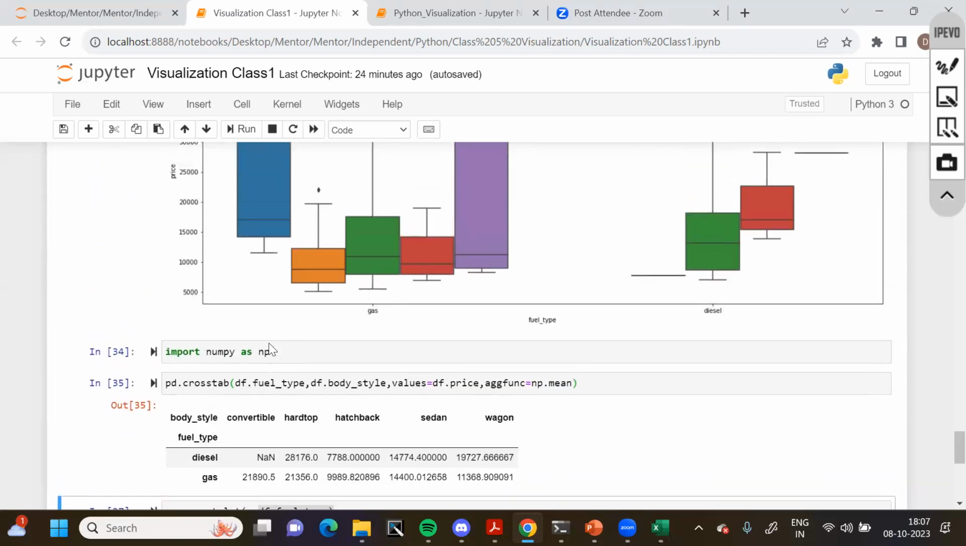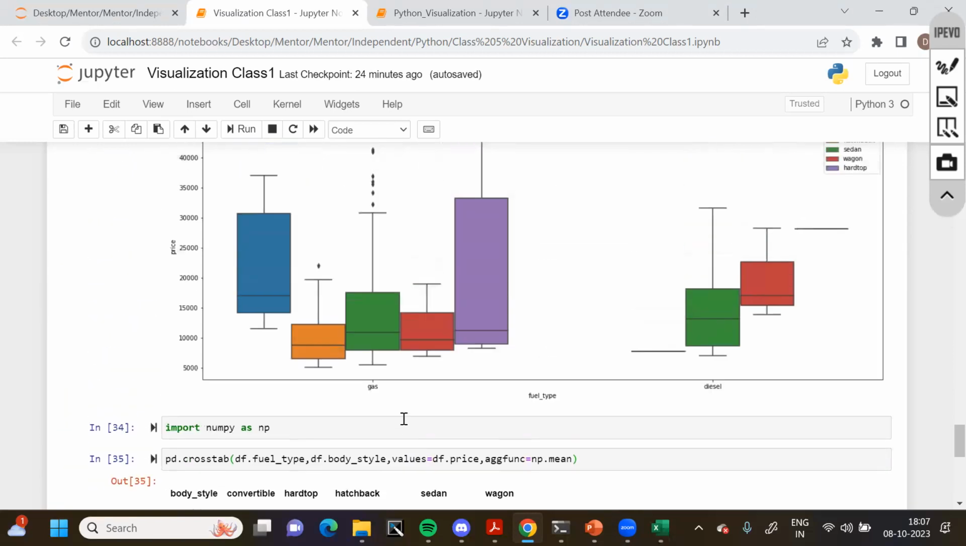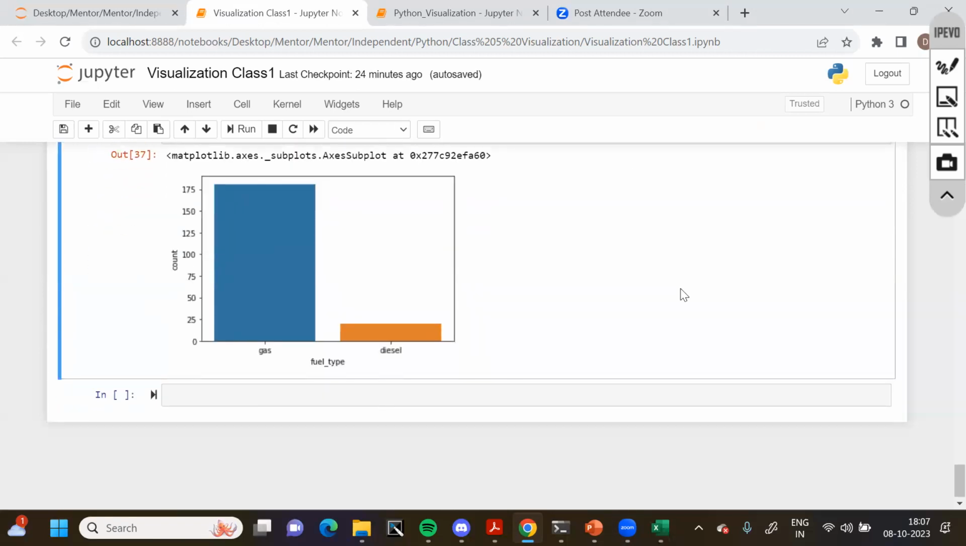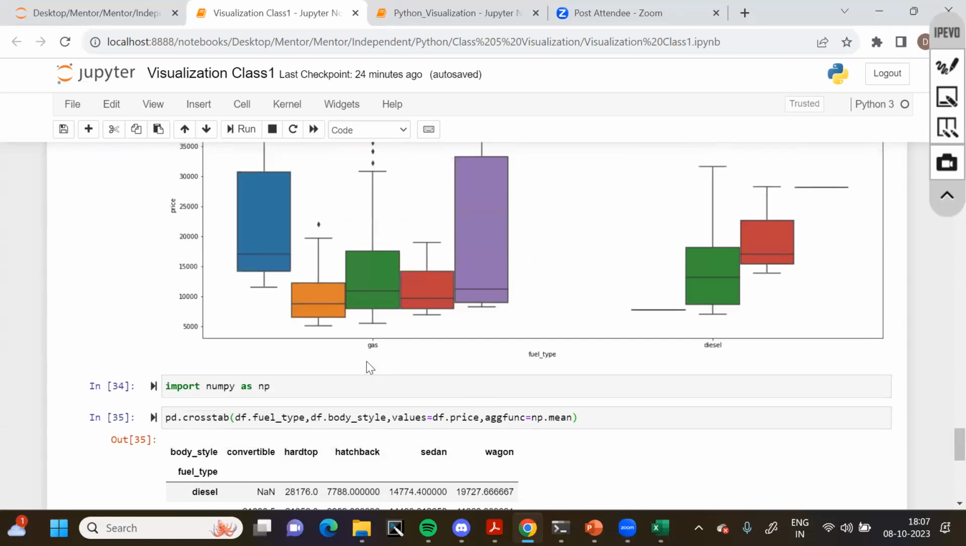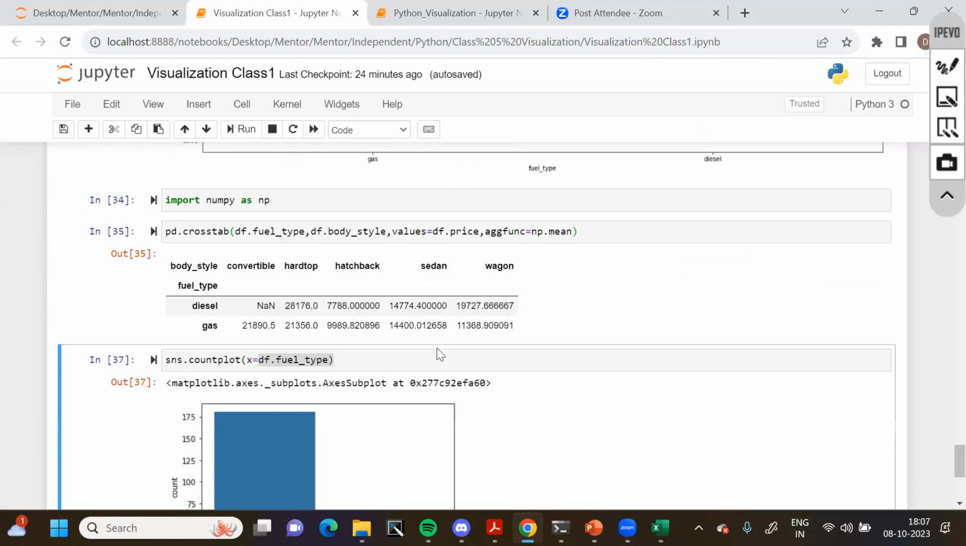Why is it more popular? Because the cost is less. The average price is less, because here also we have seen this price. We have seen it, right? So it is less.